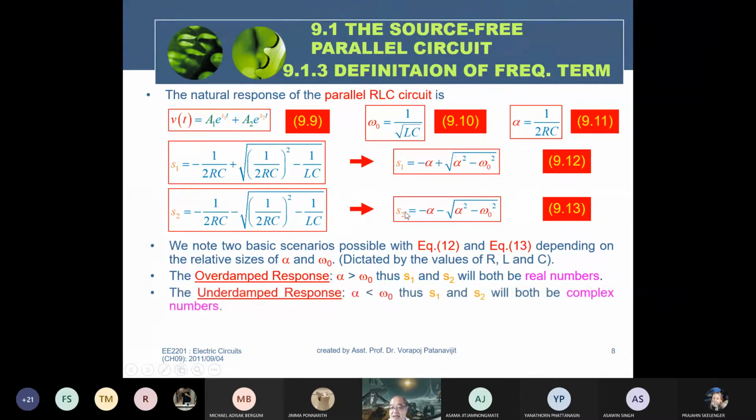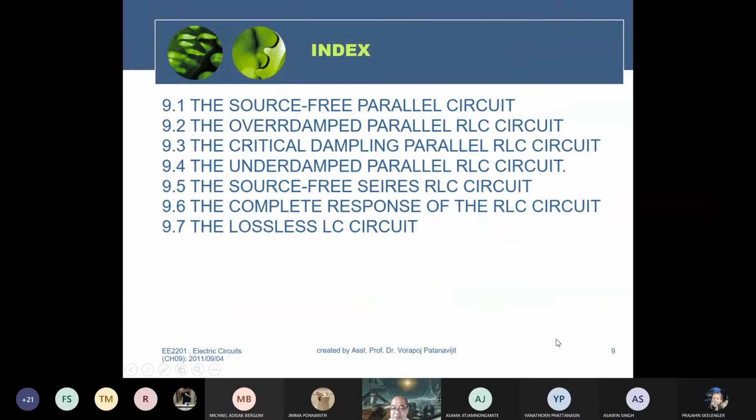The second case: if alpha is less than omega, this square root term will be negative and it becomes an imaginary number. Therefore, it makes S1 and S2 complex numbers instead. And the last case: if alpha is equal to omega, this term is 0. It means S1 and S2 are equal, and equal to minus omega. For this case, alpha equals omega 0, therefore S1 and S2 will both be the same real number.